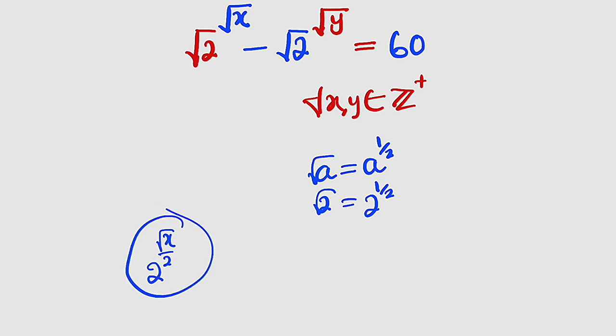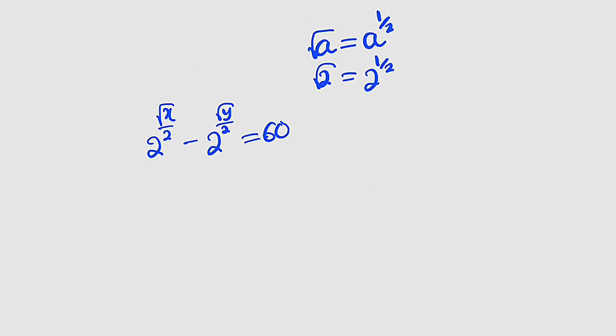This is the same thing as square root of 2 raised to the power of square root of x minus the same thing, 2 raised to the power of square root of y divided by 2, and this is equal to 60. Another thing you should notice here is that since this minus this equals 60, which is a positive number, the first number must be greater than the second number, which also implies that x must be greater than y.